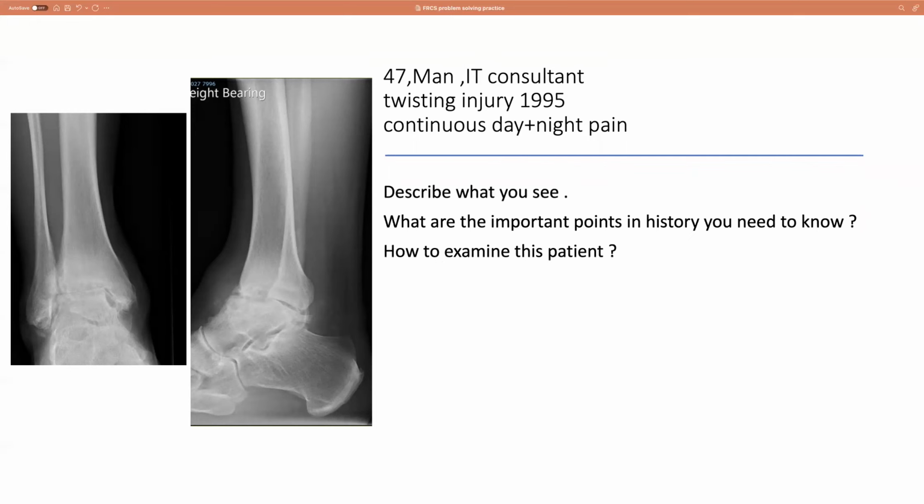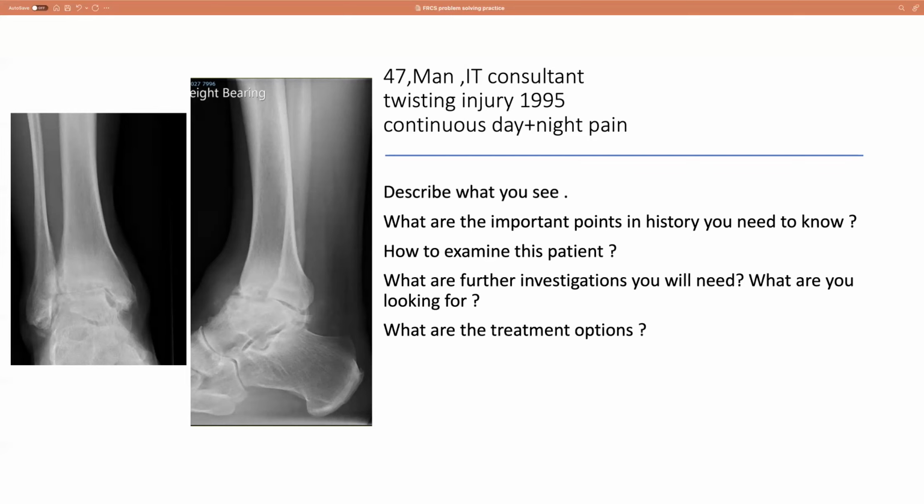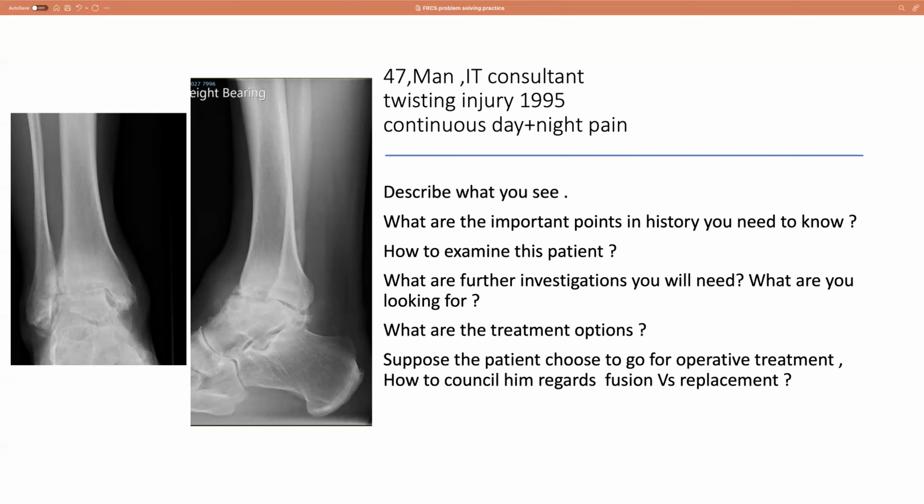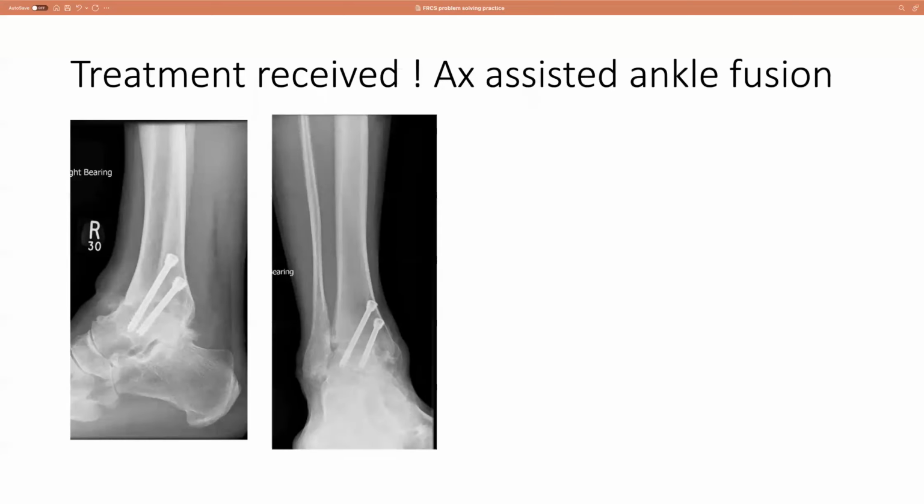How to examine this patient? What are further investigations you will need? What are you looking for? What are the treatment options? Suppose the patient chooses to go for operative treatment. How to counsel this patient regarding fusion versus replacement? Treatment received: arthroscopic assisted ankle fusion.